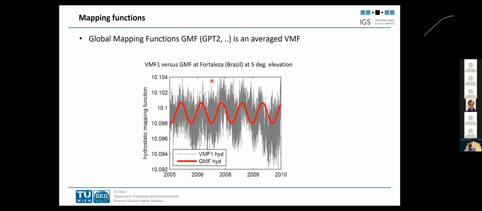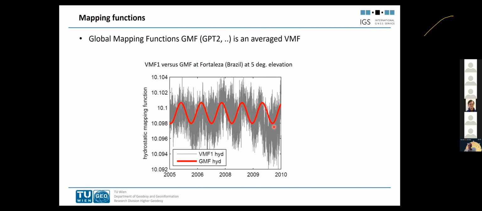So how does this look? This plot depicts the hydrostatic mapping function at 5 degrees elevation for a station in Brazil. In gray, we see the Vienna mapping function, and in red, the global mapping function. We can assume that the Vienna mapping function is more accurate than the global mapping function. Of course, this difference generates station height biases, so you could use a rule of thumb to calculate the impact on the station height.